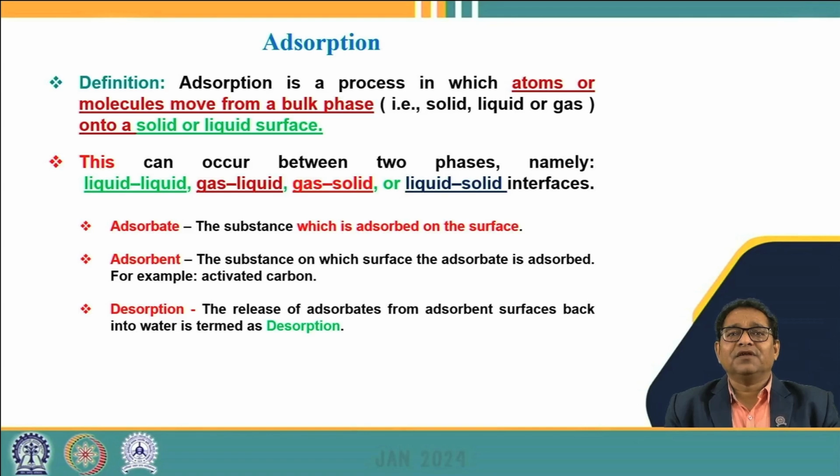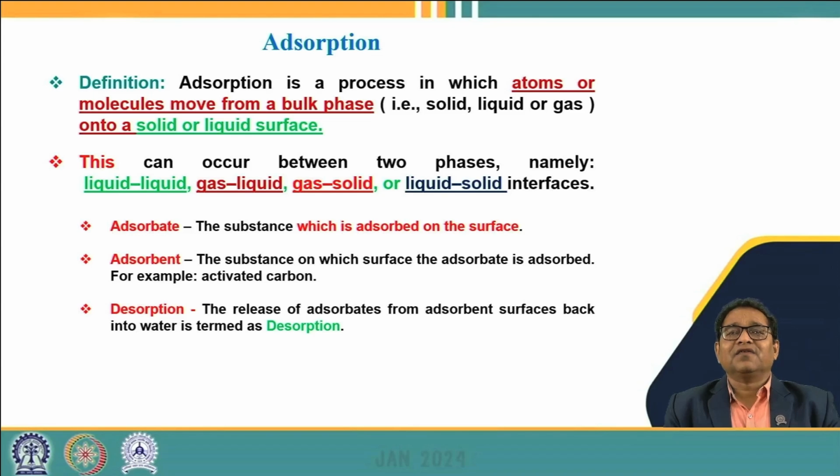The adsorbate is basically the substance or the pollutant which needs to be separated onto the interface of another surface. And the adsorbent is the substance or the material on which the adsorbate is being adsorbed. For example, activated carbon, various types of bioadsorbents, silica-based adsorbents. So these are the terminology which we use to distinguish between the adsorbent and adsorbate.